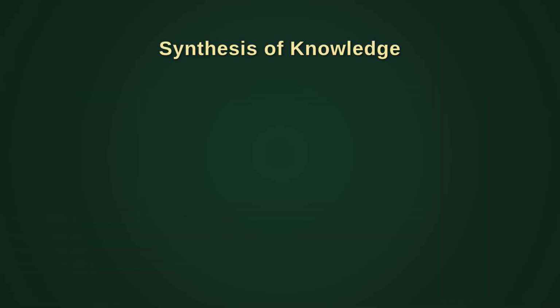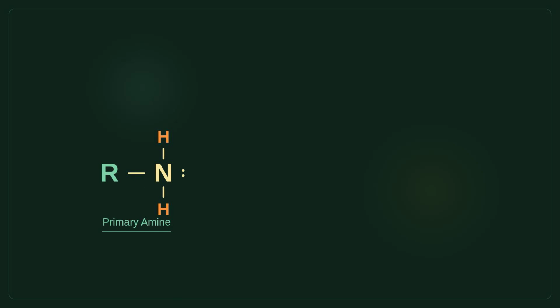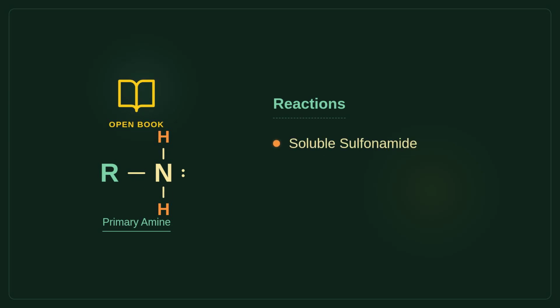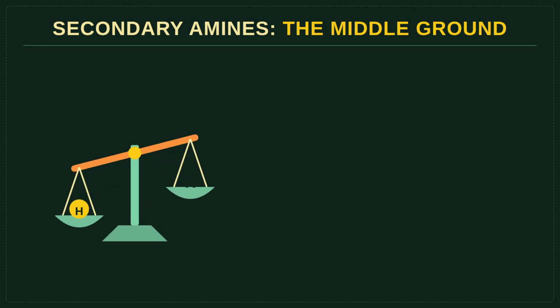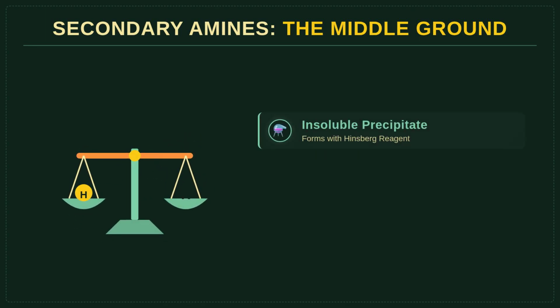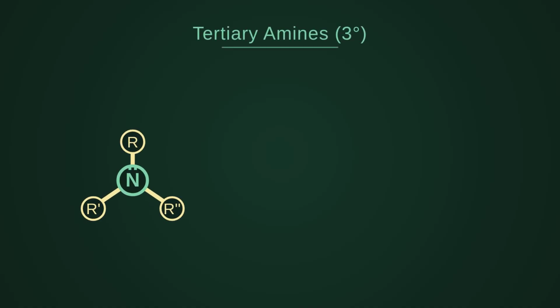So, let's synthesize everything we've learned. When you are faced with an unknown amine, first, think of the hydrogens. They are the chemical currency of the nitrogen atom. Primary amines have two hydrogens. They are the open books of the group, reacting with almost everything, forming soluble sulfonamides, releasing nitrogen gas, and creating the foul-smelling carbylamines. Secondary amines have one hydrogen. They are the middle ground, forming insoluble sulfonamides and yellow oils with nitrous acid, but refusing to participate in the carbylamine reaction. Tertiary amines have no hydrogens.